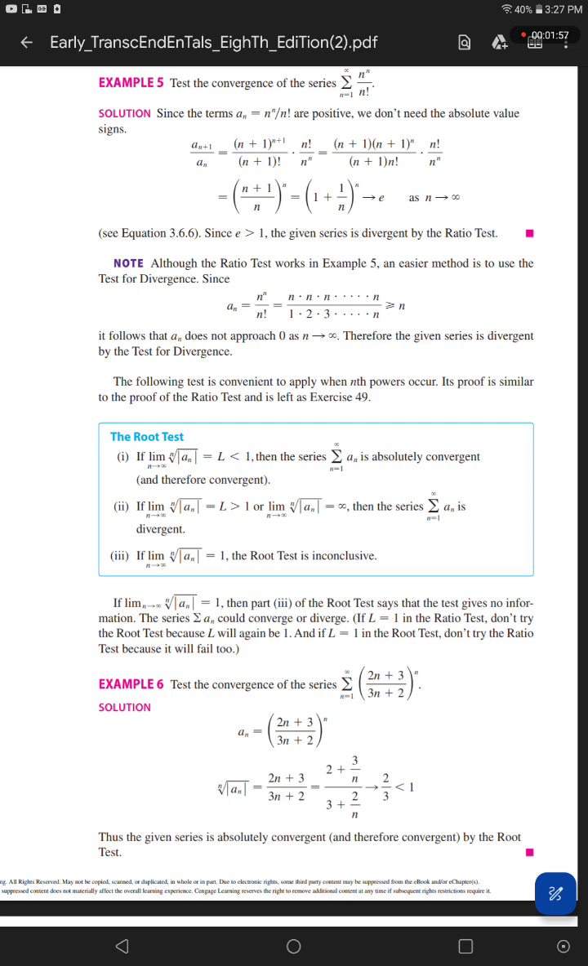See equation 3.6.6. Since e is greater than 1, the given series is divergent by the ratio test.